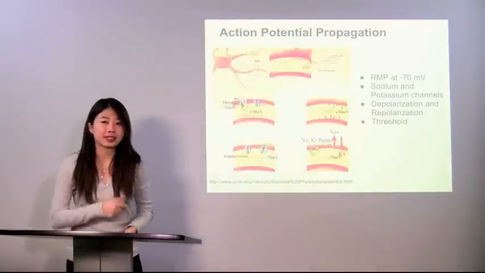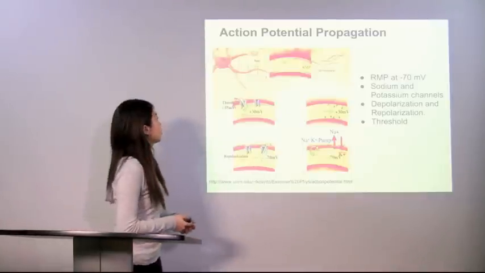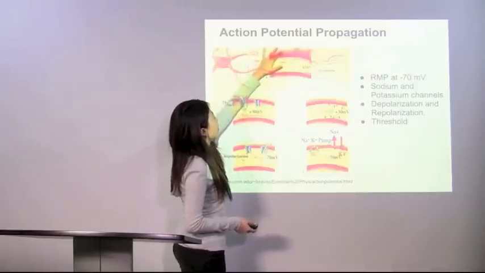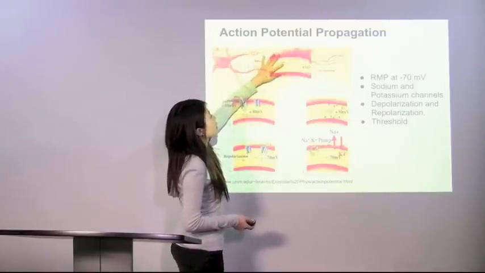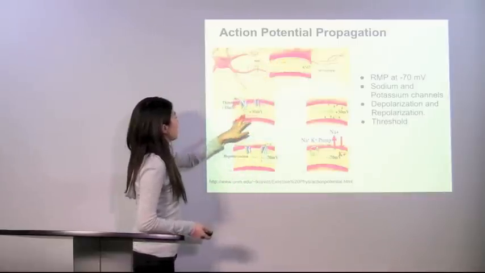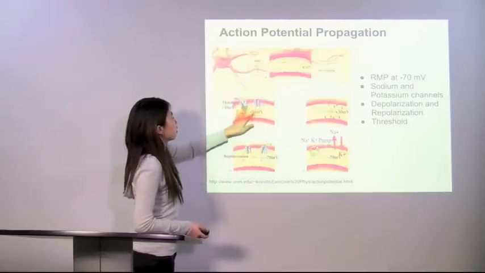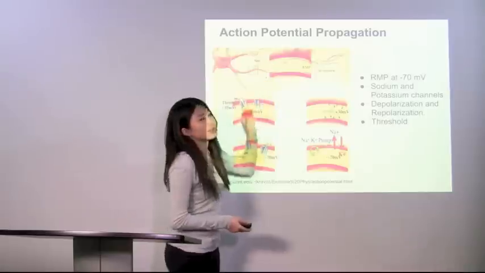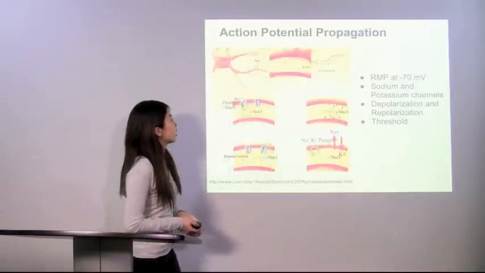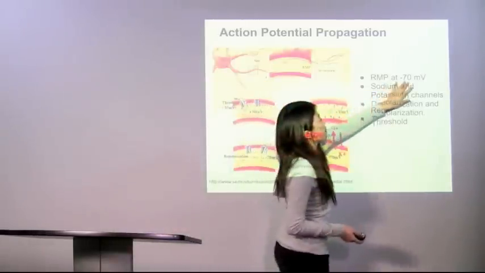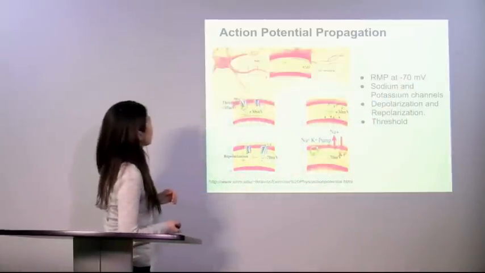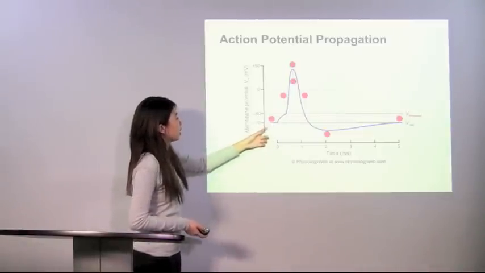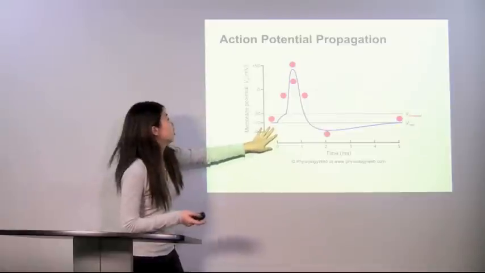Here, I will show you how the axon carries the electrical pulse. First of all, this is the axon. The sodium ions are outside of the cells and the potassium ions are inside of the cells. There are a lot of potassium and sodium channels in the membrane. When the cell is in the resting membrane potential, it is at minus 70 millivolts. Here you can see the chart. This is the minus 70 millivolts. It is in the resting membrane potential.